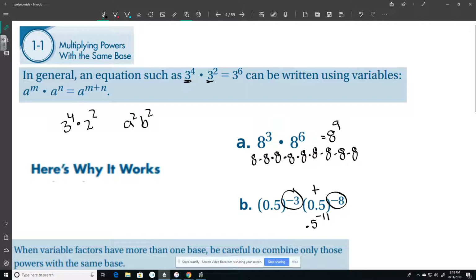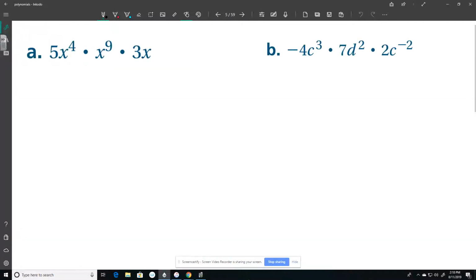All right. Be careful when variable factors have more than one base. Make sure you only combine those powers with the same base. So that goes back to this example here. We can't combine these together because a and b aren't the same thing. All right, so let's do a couple.